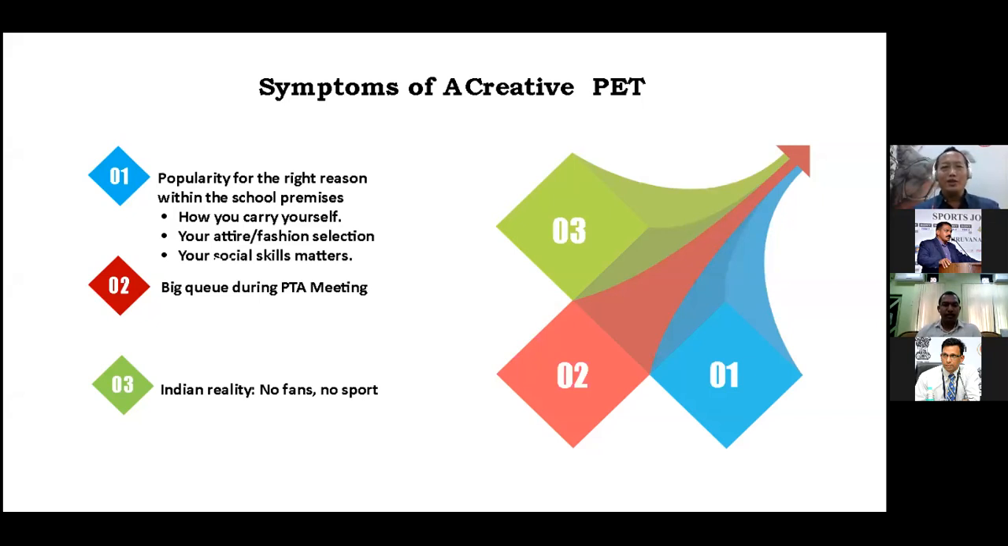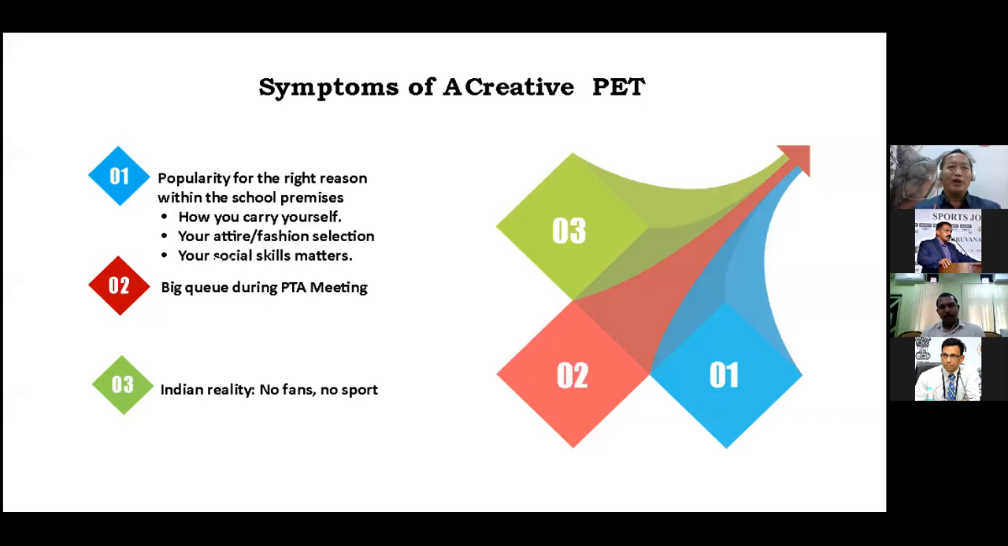The first one is popularity for the right reason within the school premises. Let us not talk about the community or the area where you live. Let us talk about the institution you're working in. How you can be popular in your school, inside the school campus.